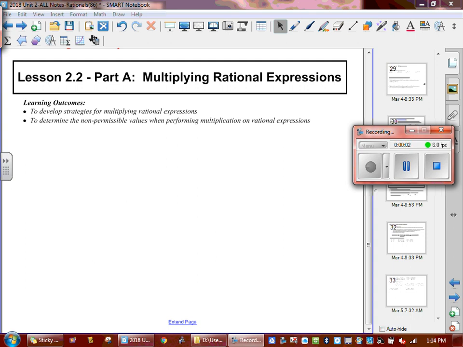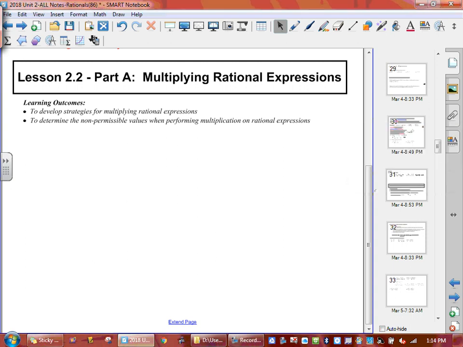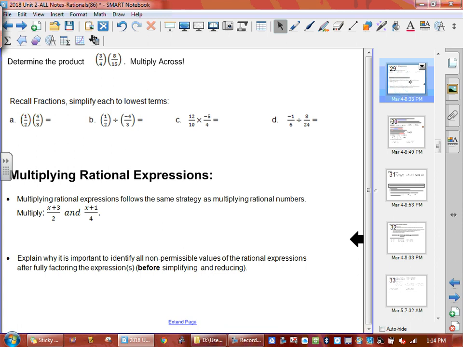So this is lesson 2.2, part A. We are going to multiply rational expressions. If we take a look at our first, this is just a normal fraction. And on your guys's, it is on the top of the next page, so the top of page 13. Yeah, it's just in a little bit of a different order.